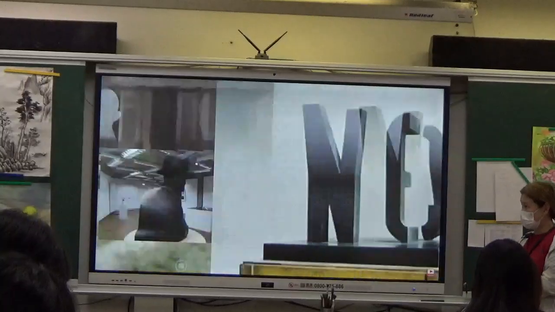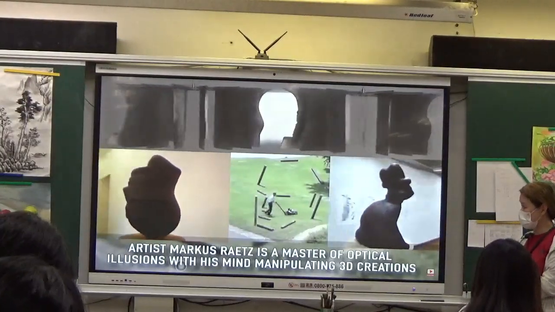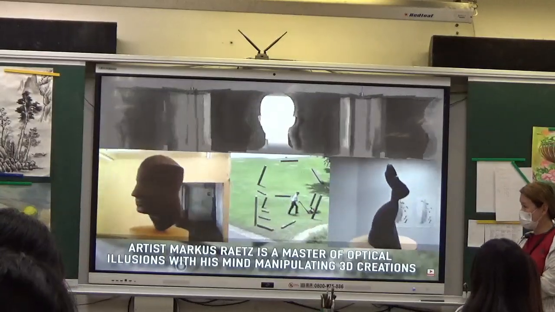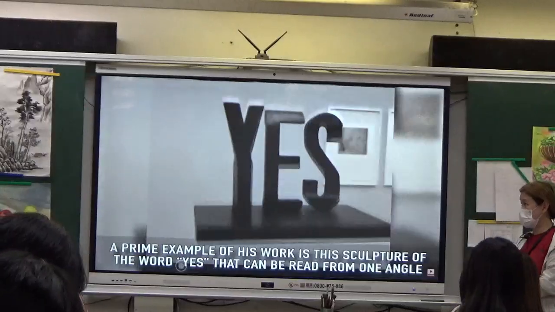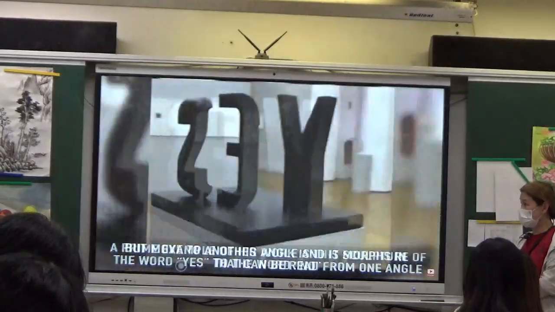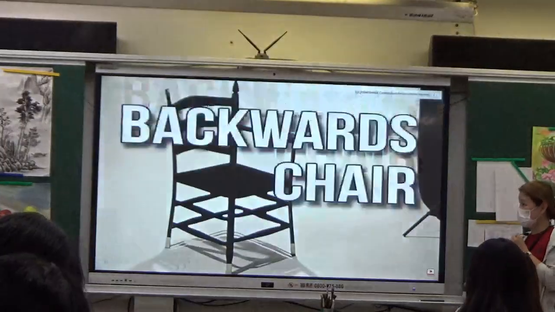Yes, no. Artist Marcus Raetz specializes in optical illusions with his mind-manipulating 3D creations. A prime example of his work is this sculpture of the word yes. It can be read from one angle, but moved to another angle and it morphs into the word no.